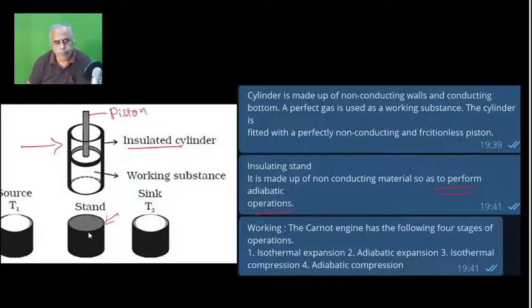Then we keep it on the stand and further expand it, but there will be a change in heat, is it not? And not only that, this is an expansion taking place in an adiabatic system, because you have got the adiabatic stand where you can further expand it. The third one is isothermal compression.